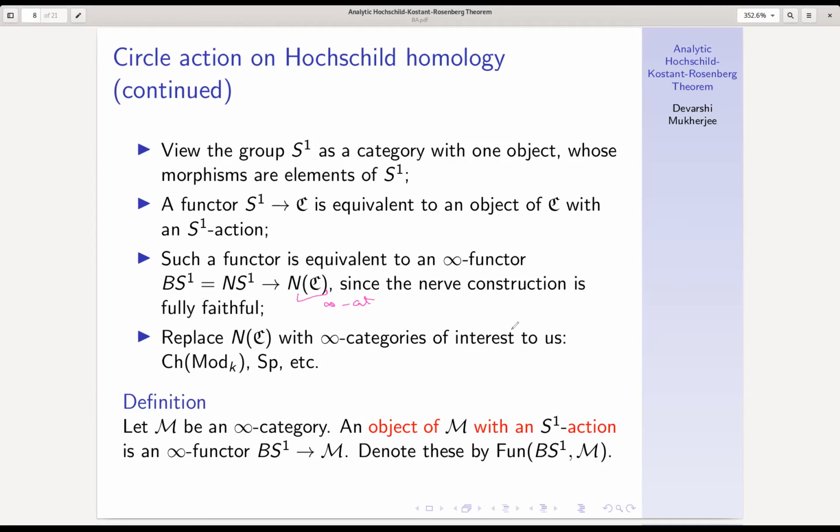Essentially, we want to plug in some infinity category we care about, such as spectra or the category of complexes of K-modules. This is how we'd like to define what it means for a complex to have an S1 action. If we take any infinity category N, an object of N with an S1 action is an infinity functor from BS1 to N, where BS1 is the classifying space of S1.